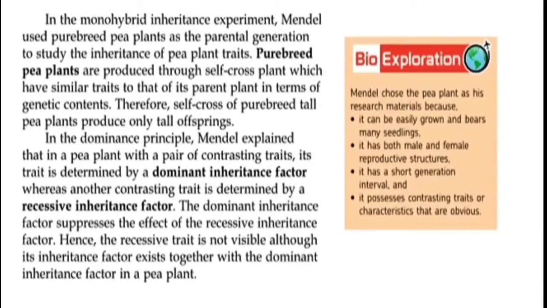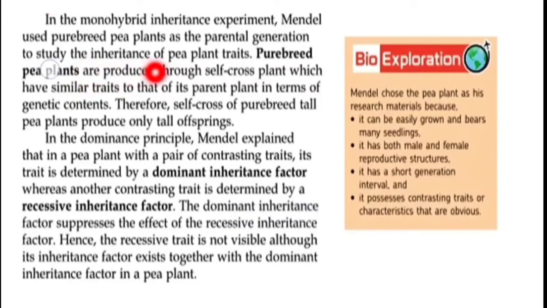In the dominance principle, Mendel explained that in a pea plant with a pair of contrasting traits, each trait is determined by a dominant inheritance factor. And another contrasting trait is determined by a recessive inheritance factor. Maksudnya akan ada yang dominant, akan ada yang recessive. Okay, so dominant itu yang menang.